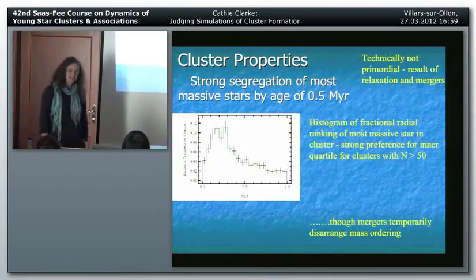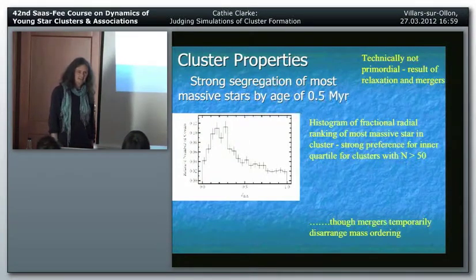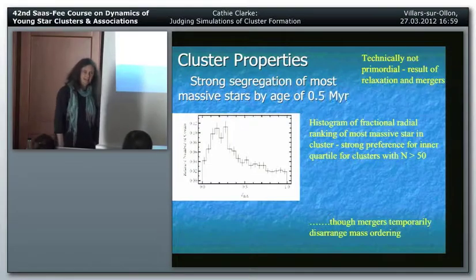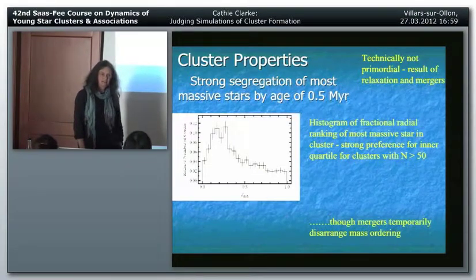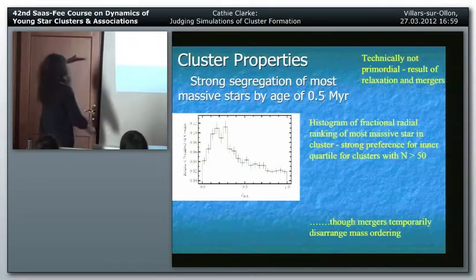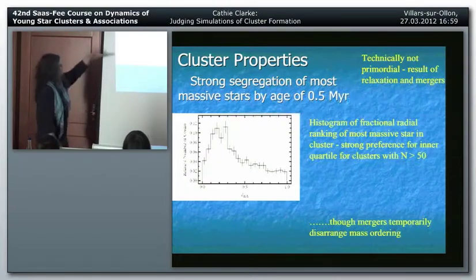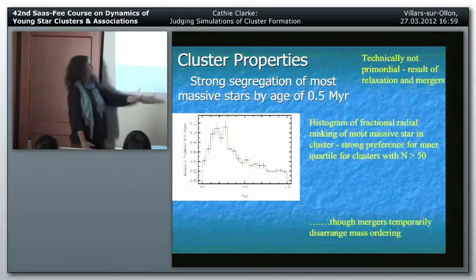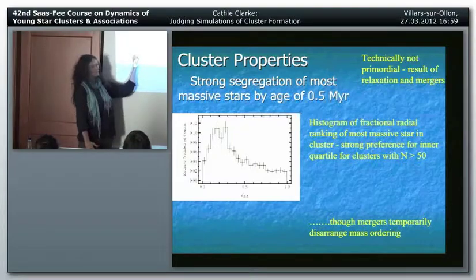Because if the massive stars are located where most of the stars are located, then that will not really be mass segregation in the sense that there will not be a different distribution of the mass of the low mass. That's what I'm saying. I'm saying if they were the same, this would be flat, but it's not flat. It's peaked at low centiles.